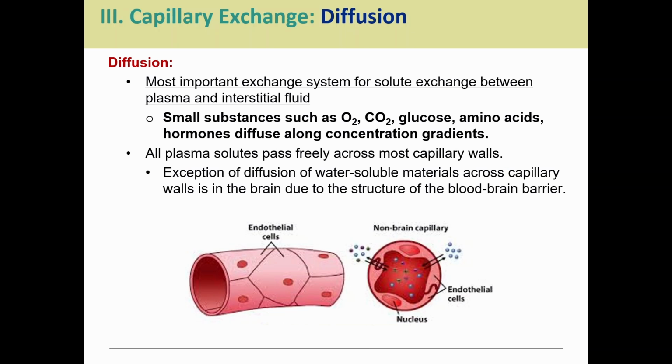Diffusion is when we're talking about things like gases, oxygen and carbon dioxide, as well as other much smaller things like glucose and amino acids and certain small hormones that can pass right through. These can pass through capillary walls. Oxygen and carbon dioxide don't have charges or anything, so we don't have to worry about that plasma membrane being in the way. The one difference is the blood-brain barrier, which is going to be a bit more strict.